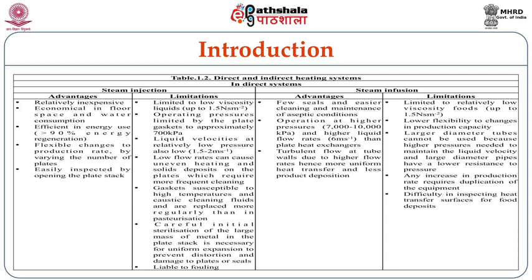and hence you can see that more uniform flow of steam is possible. Similarly, we have some disadvantages, like it is limited to relatively low viscosity fluids, and there is lower flexibility to changes in production capacity. Larger diameter tubes cannot be used because higher pressures are needed to maintain the liquid velocity, and large diameter pipes always have lower resistance to pressure. Apart from that, any increase in production rate requires duplication of the equipment, and there is also difficulty in inspecting the heat transfer surfaces for food deposits.